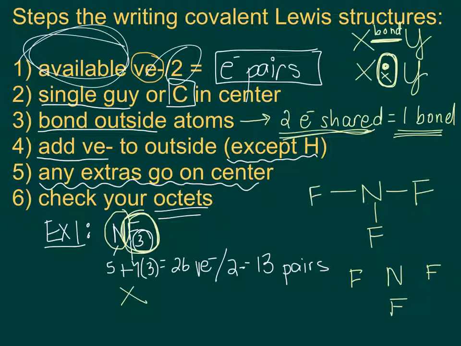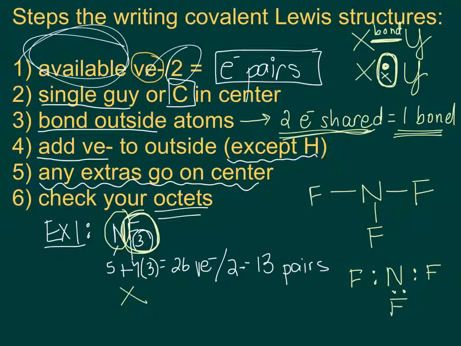In between nitrogen and fluorine, there are 2 shared electrons. So draw those 2. And then there's 2 more at the bottom, and 2 more on the side. So far we have 2 different representations for NF3. They both mean the same thing, but they're just using different methods to get there. So we have done rule 1 by calculating our pairs, rule 2 by putting our single guy in the center, rule 3 by bonding our outside atoms.